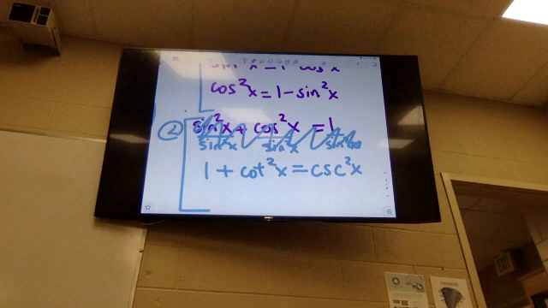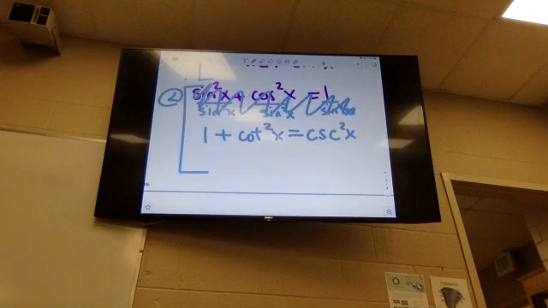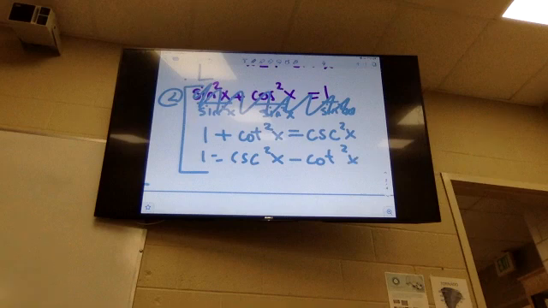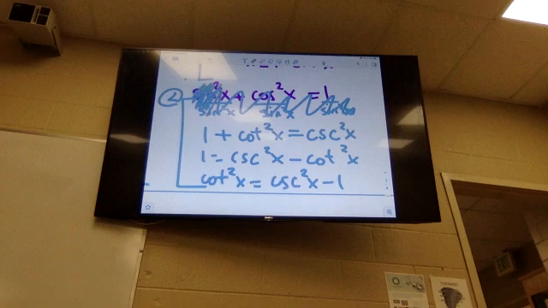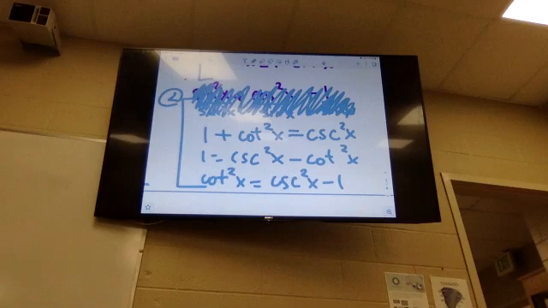And again, I'm going to write it 2 more ways where I just move things around. So I'm going to minus the cotangent squared from both sides. So 1 equals cosecant squared minus cotangent squared. And then the next one, I'm going to move the 1. So I'm going to get cotangent squared of x equals cosecant squared of x minus 1. Okay. Again, we don't know what these tools are yet. We're just writing them down so we can use them later. But does anyone have any questions on how I rewrote any of those?